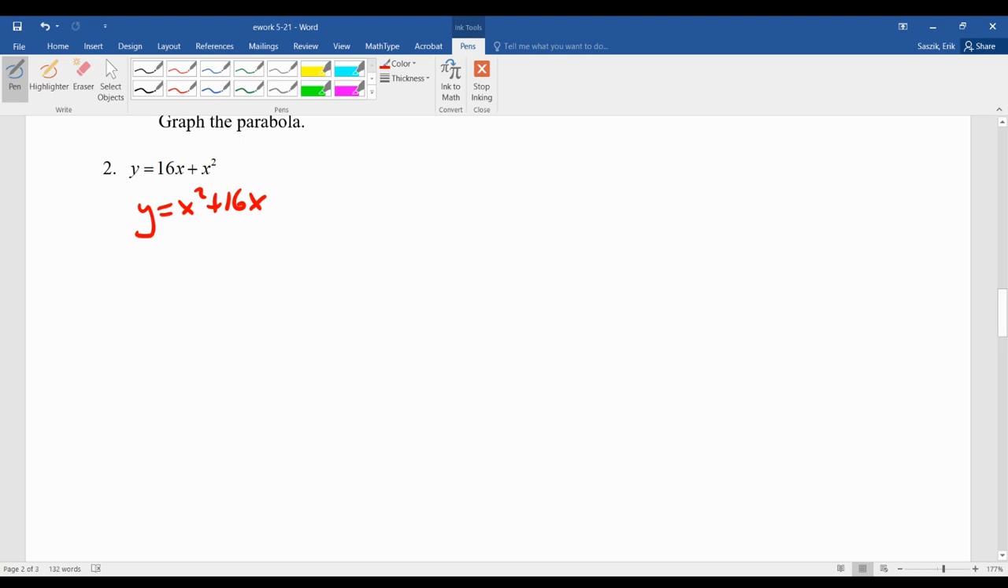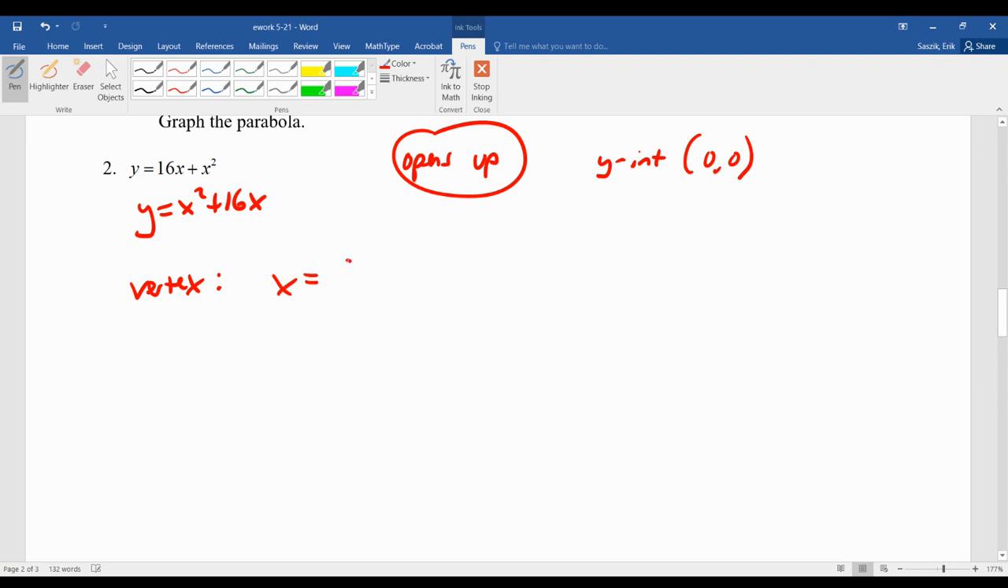But first, let's determine what we know. We know it opens up because the A value is +1. We know that the y-intercept, this is an invisible 0 out here, so that's going to be (0, 0). So that's real easy. That's what we can determine right away. The vertex is where the work starts a little bit. x equals the opposite of B over 2 times A. Well, that's going to be -8.